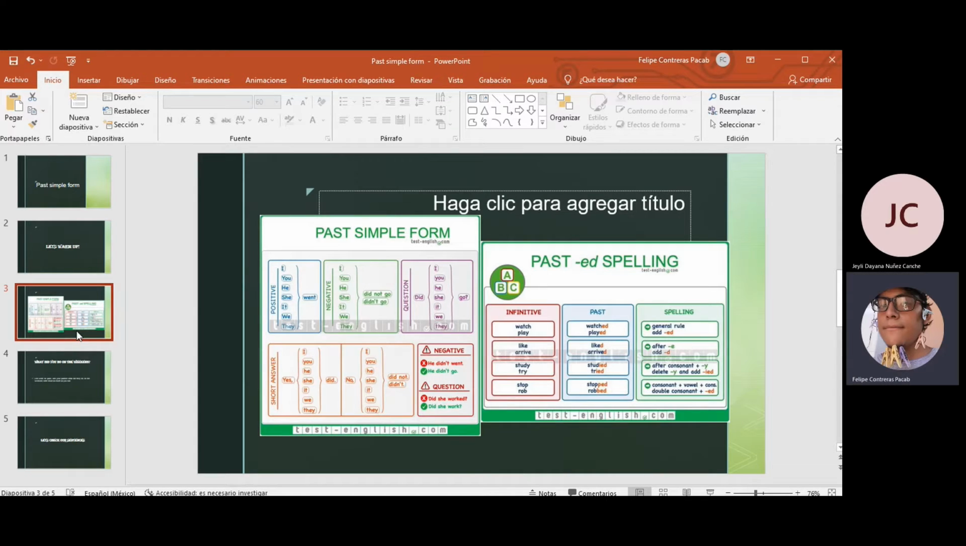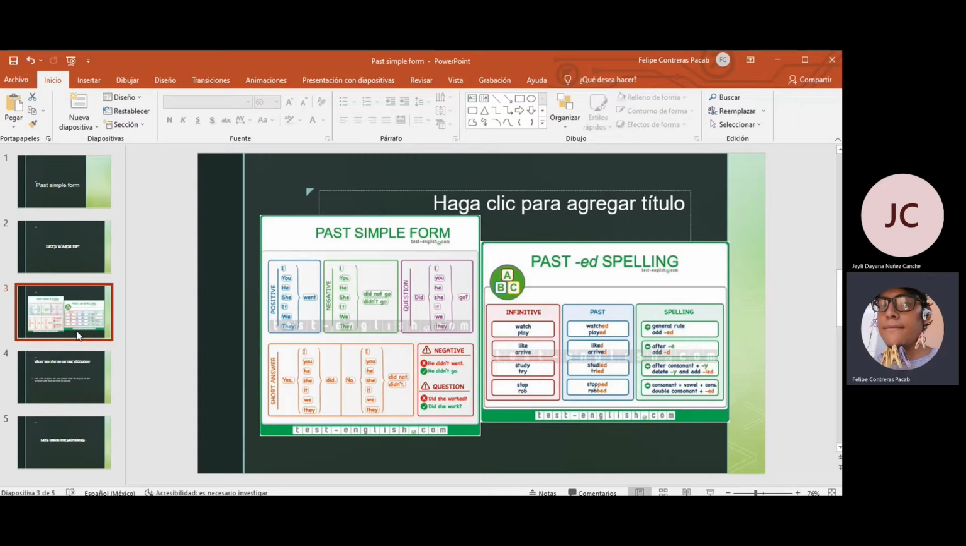Example, the verb in infinitive watch, in past it will be watched. The general rule is to add an ed to the end of that verb. However, there are some other examples.